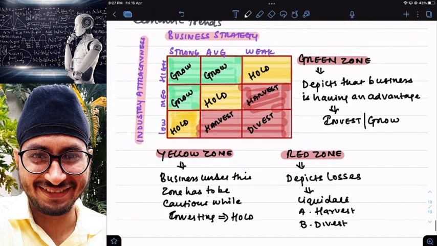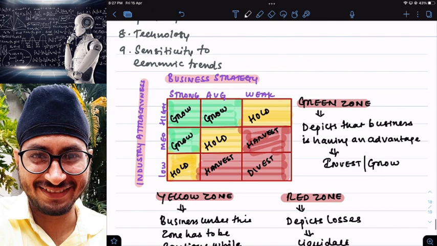This is also called the traffic lights model. It looks like traffic lights: red, yellow, green. That is why it is sometimes called the traffic light model. So I hope you understood this concept. Anyone has any doubts here?